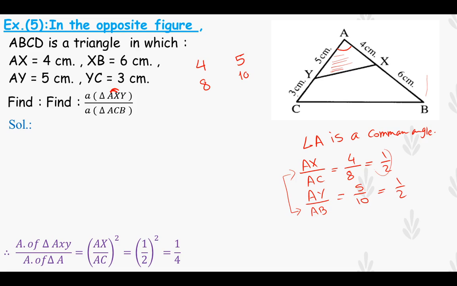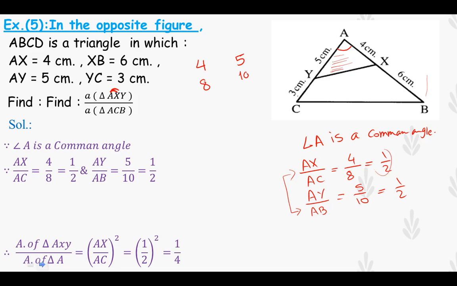Okay, let's solve it again by using the PowerPoint. Angle A is a common angle. AX over AC equals 4 over 8 equals half. AY over AB equals 5 over 10, and this is also equals half from the given. Here angle A is a common angle. This is the first step. And AX over AC equals AY over AB. This is the second step. From the given, therefore, triangle AXY is similar to triangle ACB.